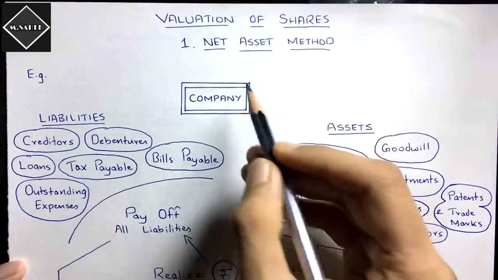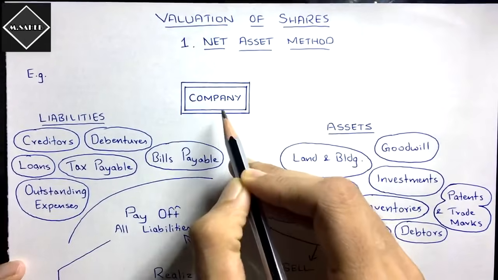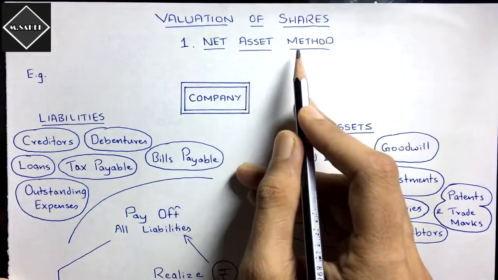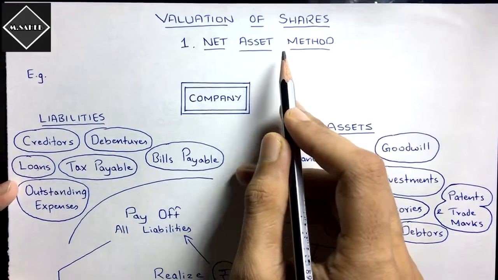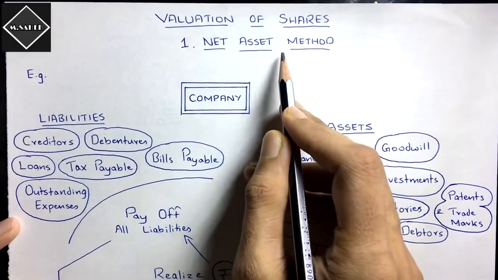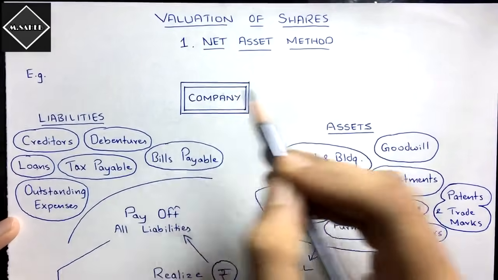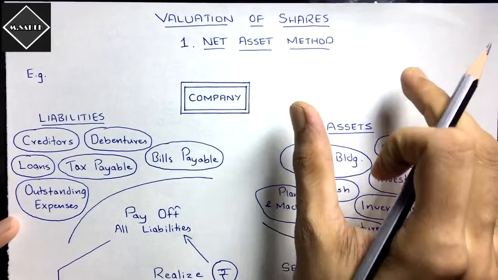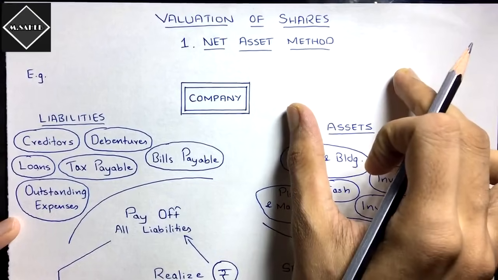So let's say you have a company and you want to value the shares of your company with the net asset method. You have to understand the assumption behind this method. In this method, there is an assumption that your company is going to liquidate, your company is going to shut down, your company is going to be closed down. It is going into liquidation.